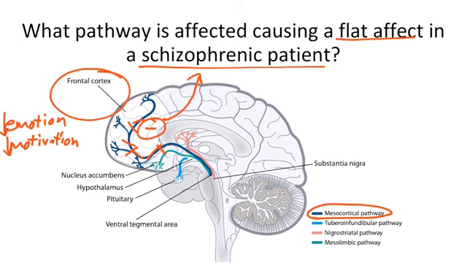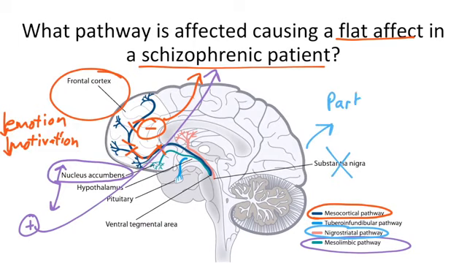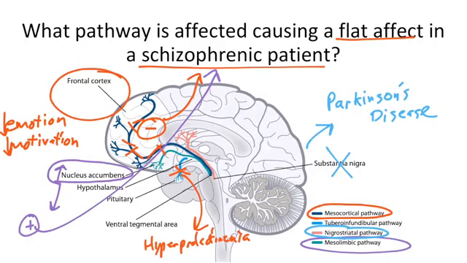As a side note, recall that when dealing with the mesolimbic pathway, here in green, when you get this hyperactive, you're actually going to get increased activity of the limbic system, including the nucleus accumbens, which causes those positive symptoms associated with schizophrenia. When you have a problem with the nigrostriatal pathway or damage to the substantia nigra, you're going to get Parkinson's-like symptoms or Parkinson's disease. And when you think tuberoinfundibular problem, think hyperprolactinemia. And that concludes this section.